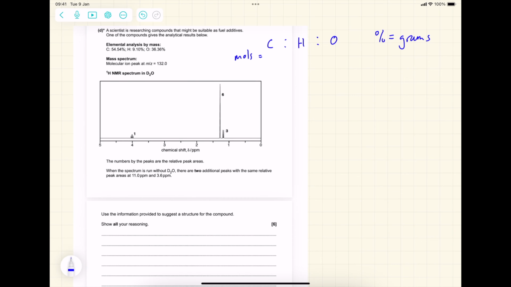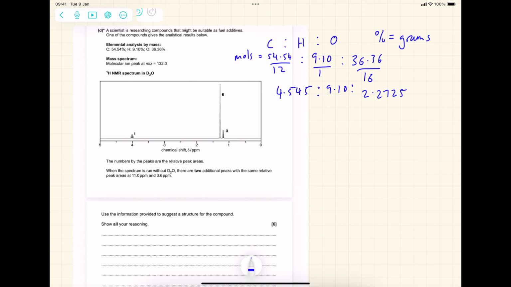So moles will be 54.54 over 12 for carbon. Then for hydrogen, 9.1 over 1, because the atomic mass of hydrogen is 1. Then for oxygen will be 36.36 divided by 16. So putting that into the calculator gives me, for carbon, 4.545. Then for oxygen, 2.2725. And then for hydrogen, 9.1 divided by 1 is obviously just 9.1. So there are the numbers that we're going to put into a ratio.